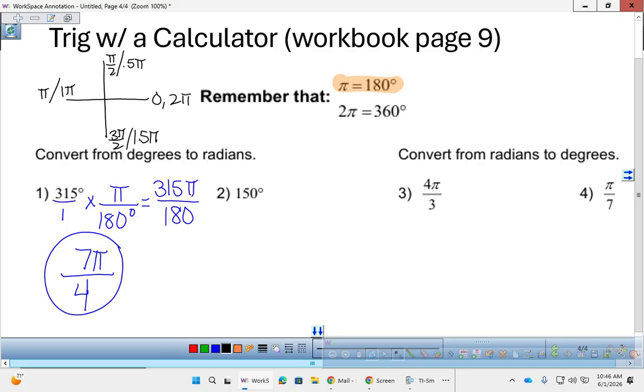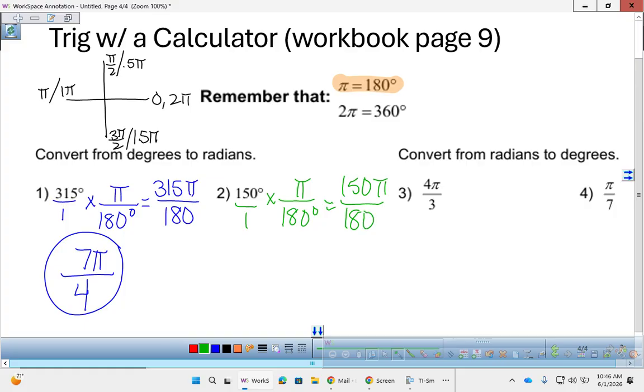All right, so same idea for this next one. I've got 150 degrees, and I want to multiply that by my conversion ratio. Degrees is in the top, so degrees goes in the bottom. Same exact format here. And I'm multiplying straight across. When you multiply fractions, you don't need a common denominator. So it's 150 pi over 180.